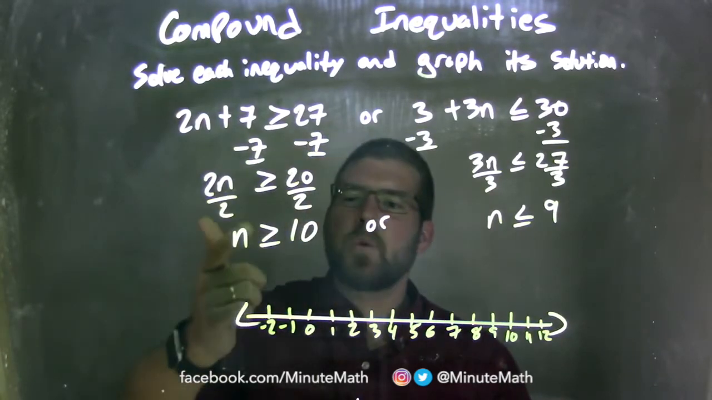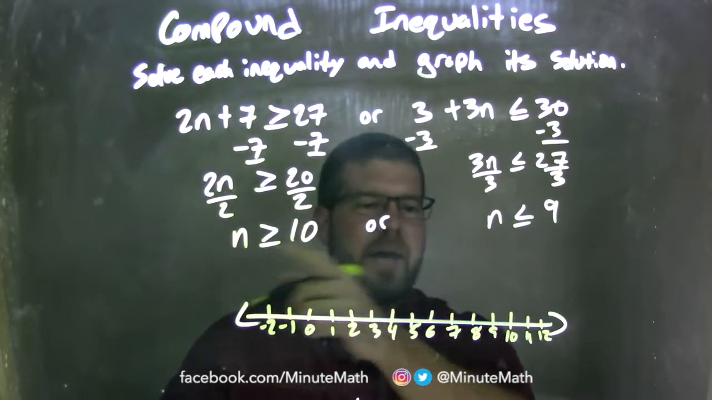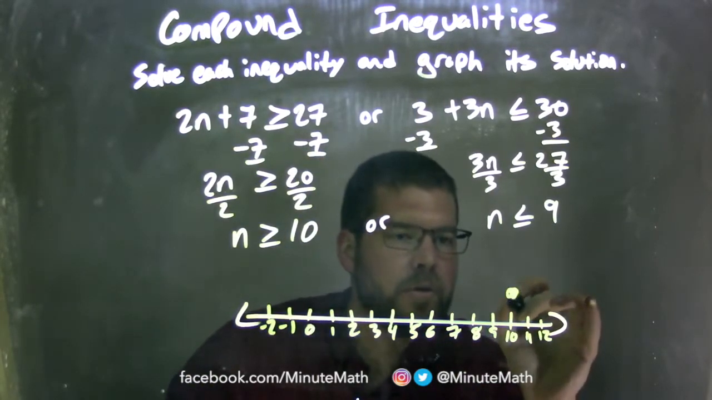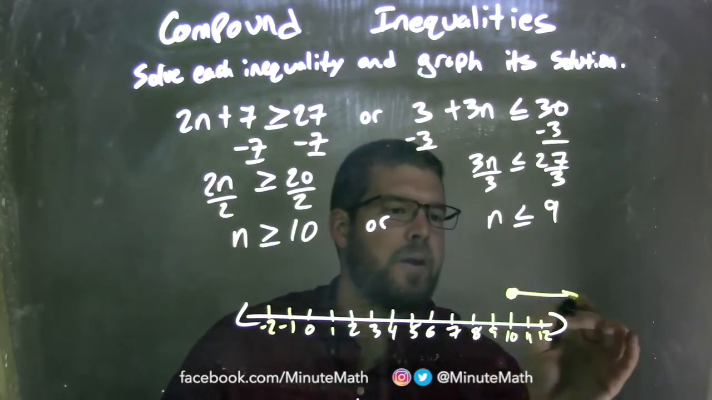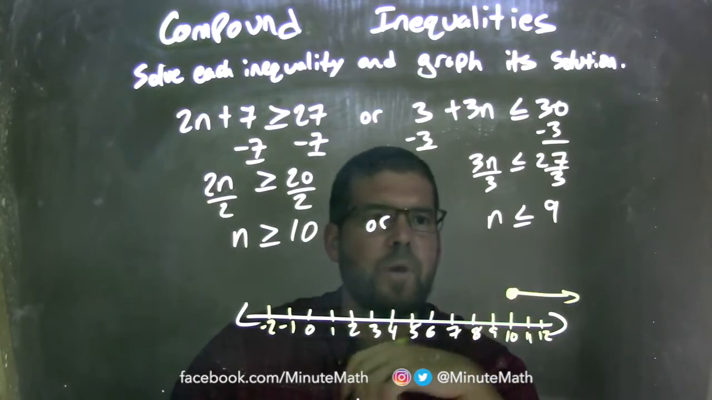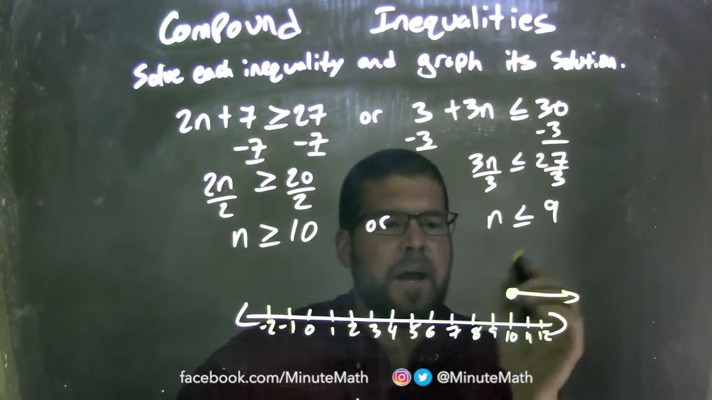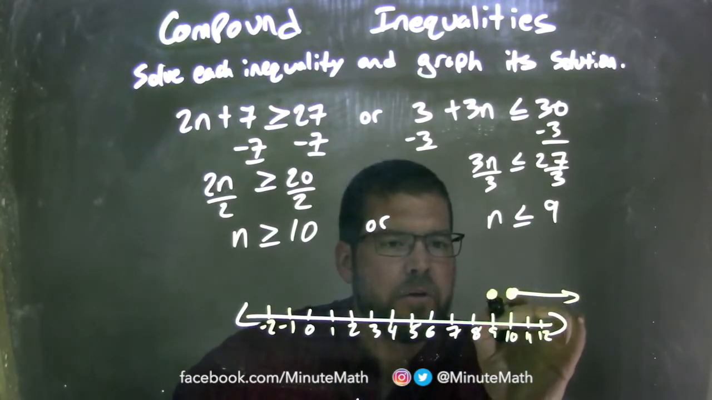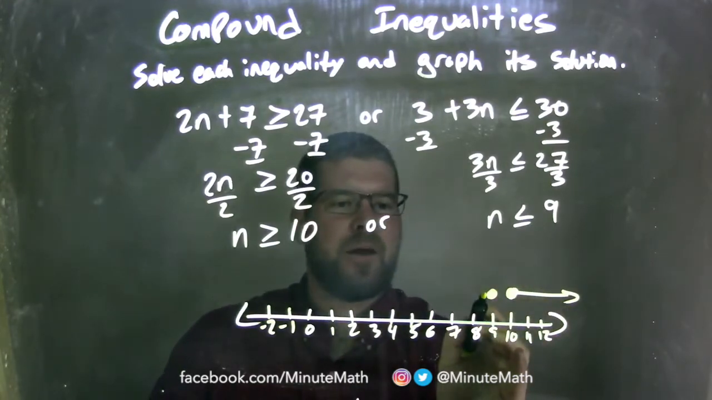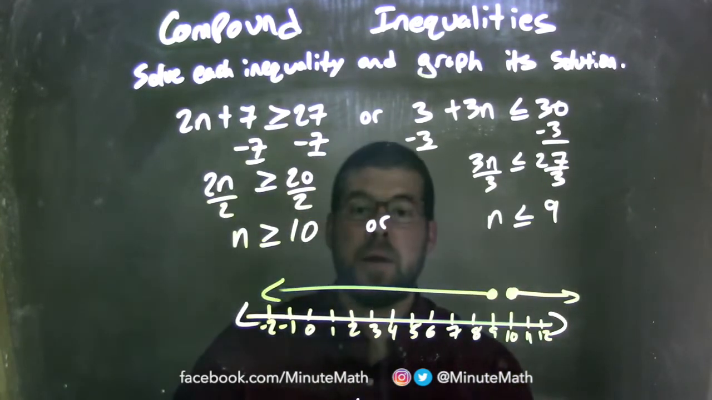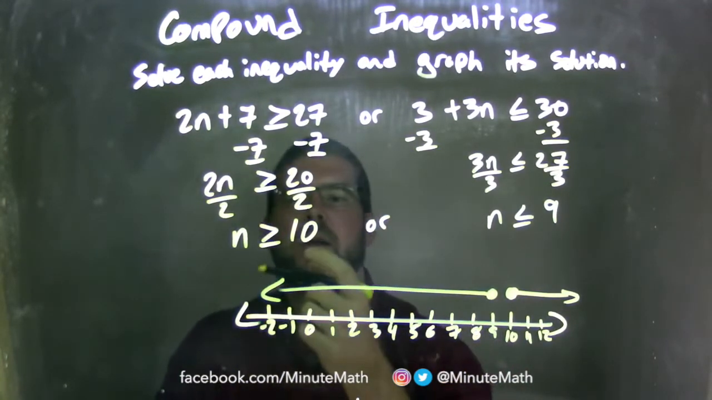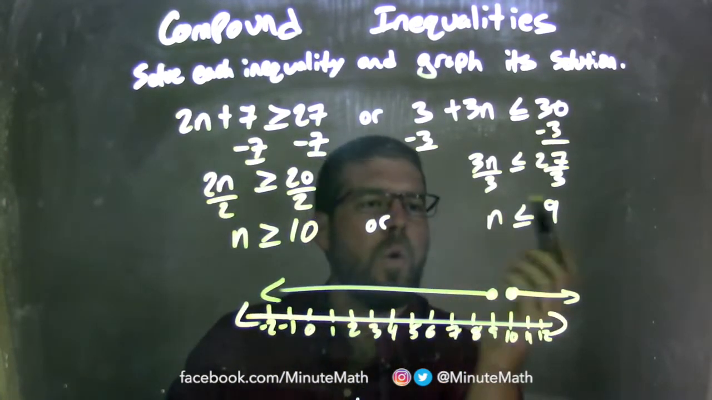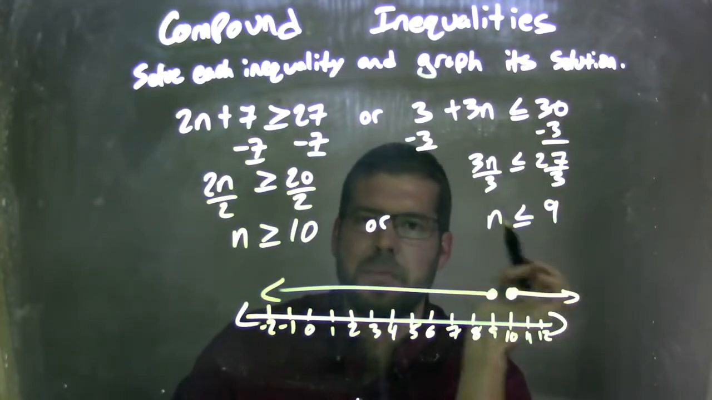So we said n is greater than or equal to 10. Well, at 10, it can equal 10, so let's put a closed circle right there at 10. And since n is greater than also 10, I'll put an arrow to the right. Next one, n is less than or equal to 9. Well, it can equal 9, so I'll put a closed circle right there at 9. And it's less than, I put my arrow to the left. And there we have it. We have our graph here that matches our final answer, our compound inequality of n is greater than or equal to 10, or n is less than or equal to 9.